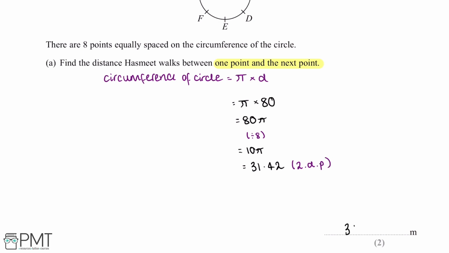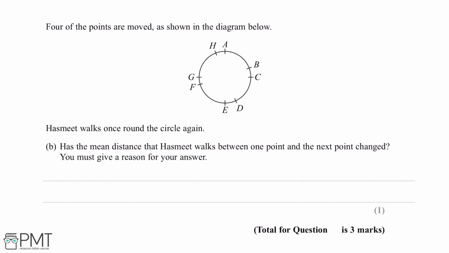And this will be our final answer. Now this question's worth 2 marks. We'll get our first mark for working out the circumference of the full circle, and the second mark for the correct answer.